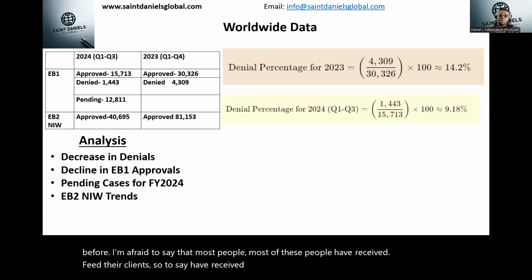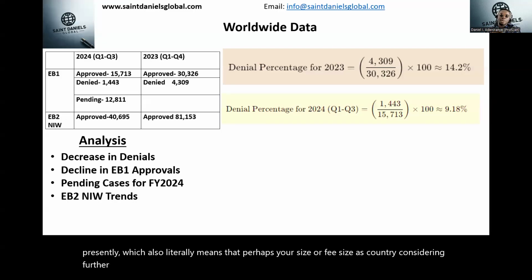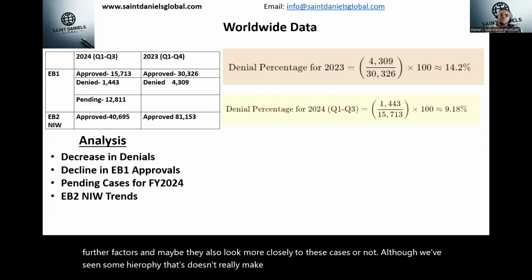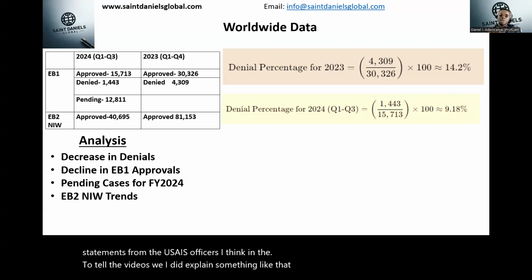That's just the trend of what is going on presently, which also literally means that perhaps USCIS officers are considering further factors, and maybe they also look more closely at these cases or not. Although we've seen some RFEs that don't really make sense, where there are contradictory statements from the USCIS officers. I think in the last two sets of videos, I did explain something like that, and I showed you evidence from such RFEs that were received.